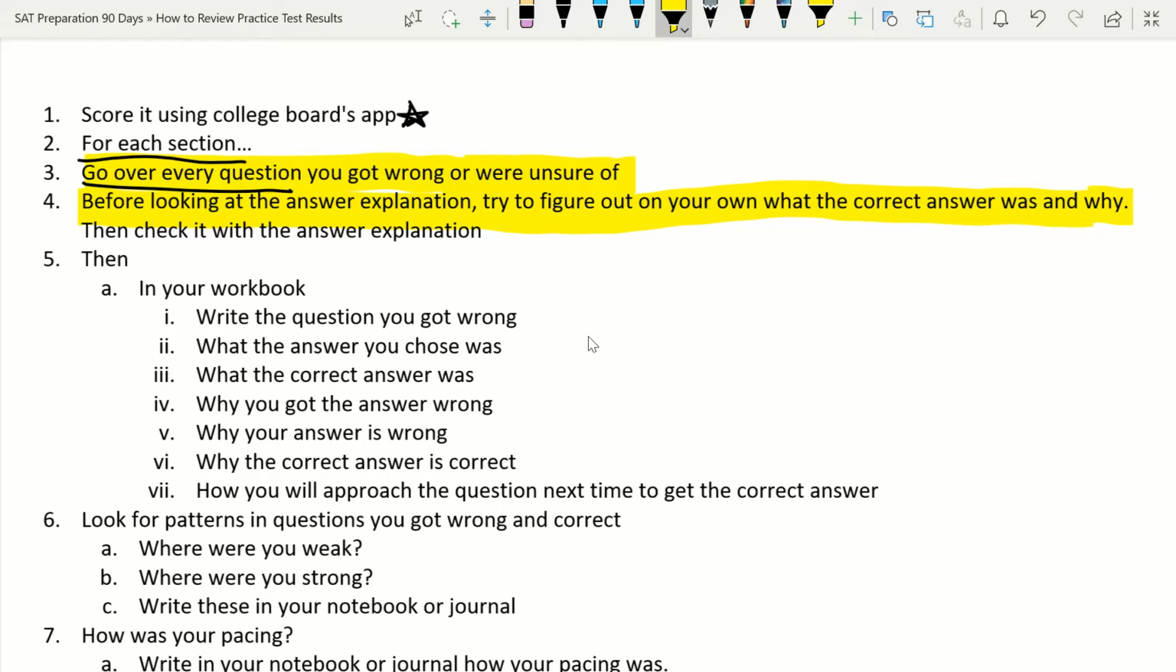So that's really the big thing there, is that it's going to help you remember a lot more. If you see you got a question wrong, then before you look at the answer, try to figure out on your own what the correct answer was and why. After that, you're going to check it with the answer explanations. For answer explanations, you can find them on our YouTube channel.